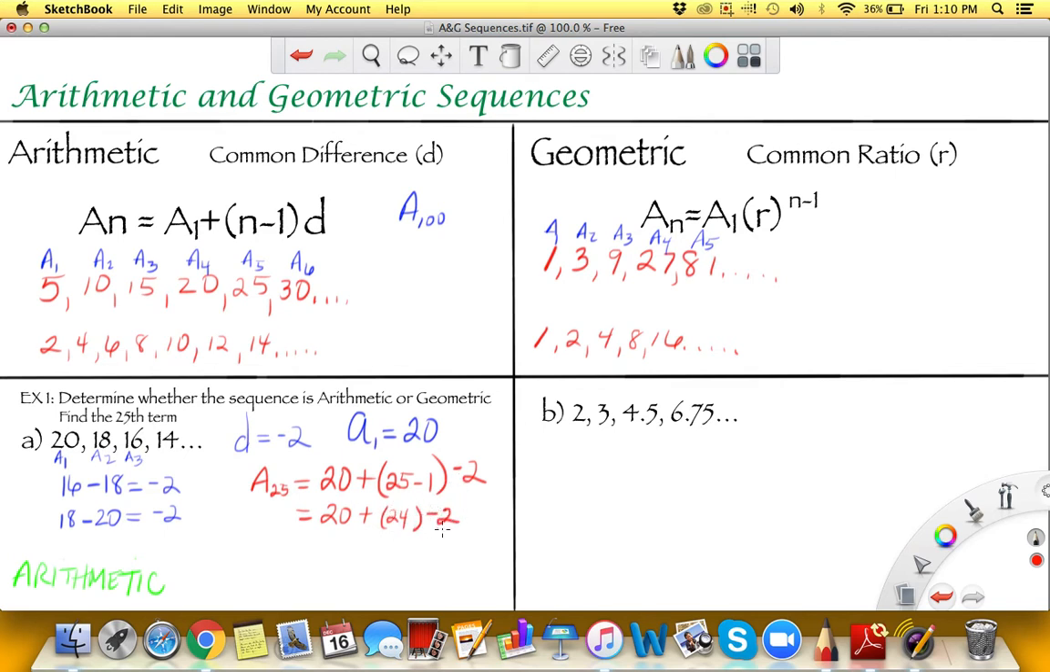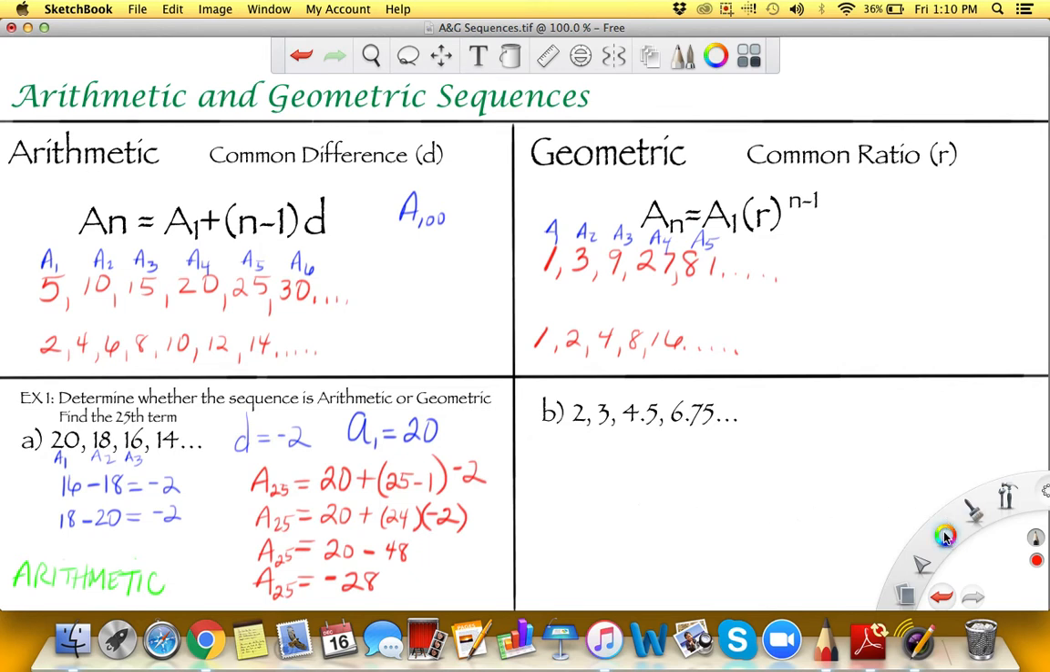Now this is 24 times negative 2, not 24 minus 2. Please don't confuse that. So as a matter of fact, let's go ahead and put that in parentheses so we know to multiply first. So we have 20 minus 48, which in this case is negative 28. So that means the 25th term in this sequence is going to be negative 28. All right. So that's our first example. Let's go on to the next example.